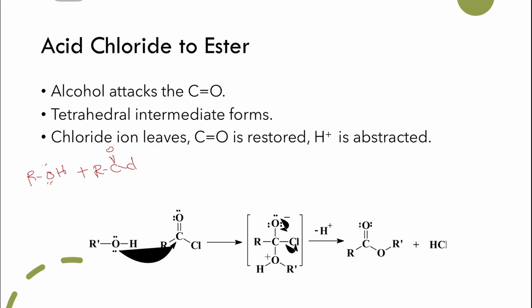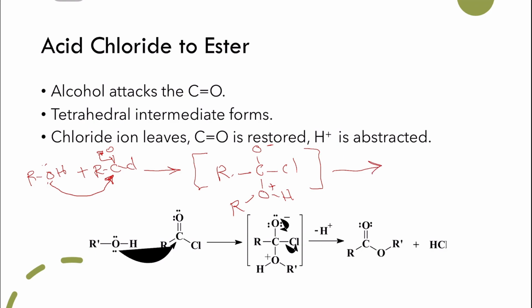So the first step is the attack of the nucleophile on the carbonyl carbon, and this double bond will break. That will give us the tetrahedral intermediate. So O with a negative charge, the carbonyl oxygen, and the chloride, and then the nucleophile. The oxygen now will have a positive charge, and then the R of the acid chloride.